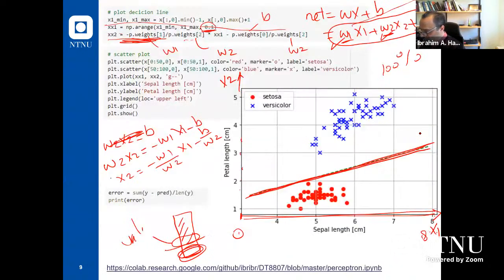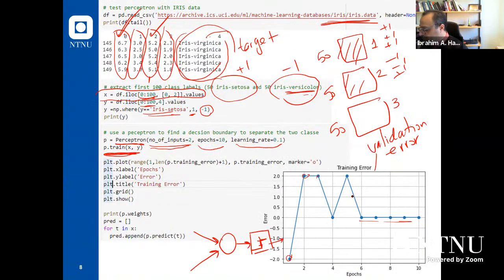Yes, so you have this link. I mean this perceptron file, it's on GitHub. Please go to this link, open the file, and try to change it. For example, try to divide the data into one part for training, one for validation, and one for testing. And try to plot this extra graph for validation error together with this one. So try to make some changes in this model.